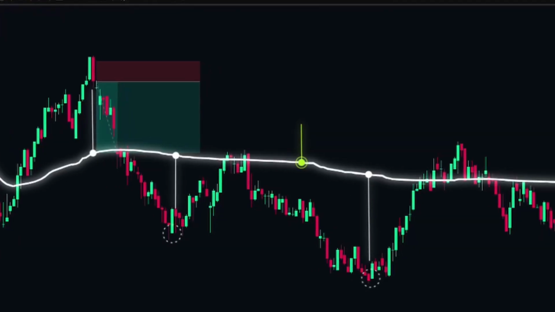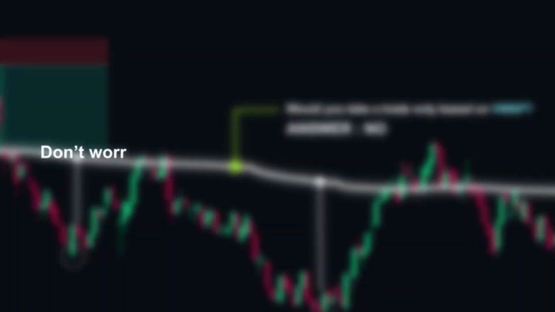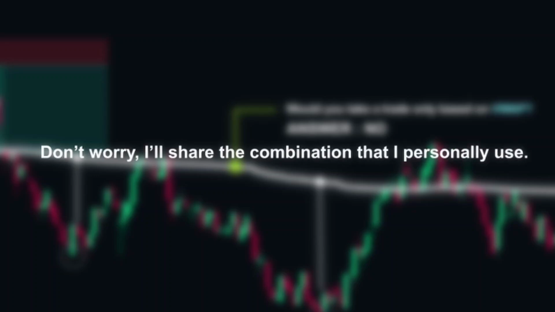But I have a question for you. Would you trade based on the VWAP? The answer is no. This indicator only provides us with an indication. But don't worry, I'll show you a combination at the end of the video that I personally use.